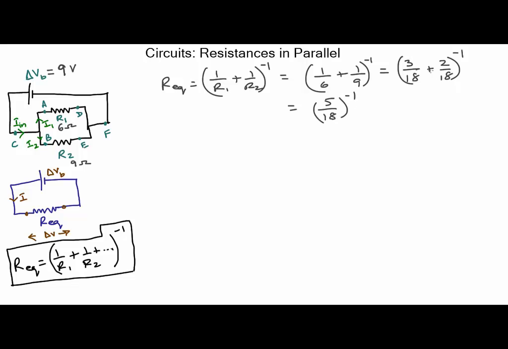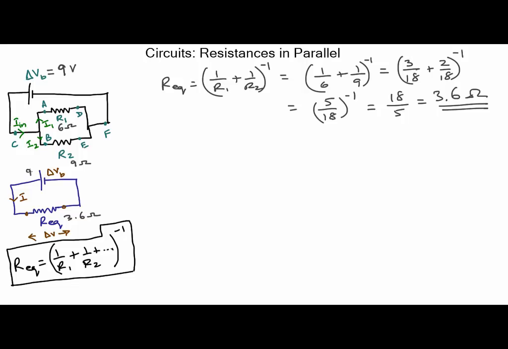Since I have common denominators, I can add the numerators. And reciprocal is simply reversing the numerator and denominator. So this would be 18 over 5, or 3.6 ohms. So that is the equivalent resistance. And so that brings us to this circuit. So I've got 3.6 ohms here.